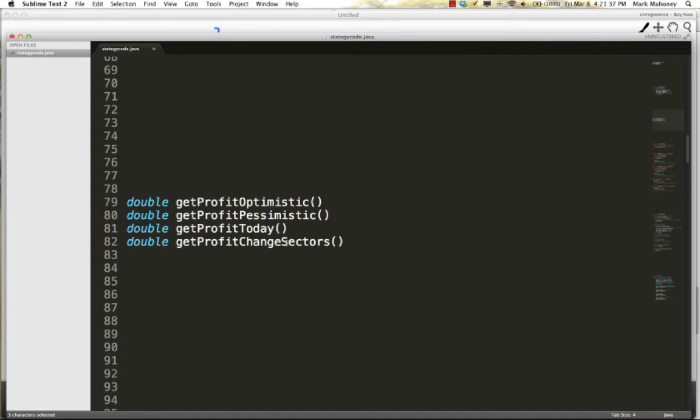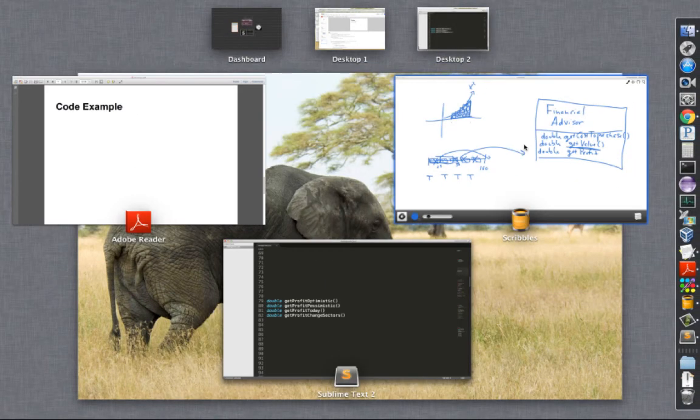Because really the only thing that would be different about these methods is how the value calculation is made. Everything else about calculating the profit is the same. We get the cost to purchase, we subtract the value, we subtract the fees, and that's the profit. So these four methods would basically be copy and paste of the original get profit, and then we would change just a little bit, one line, how we get the value for that portfolio.